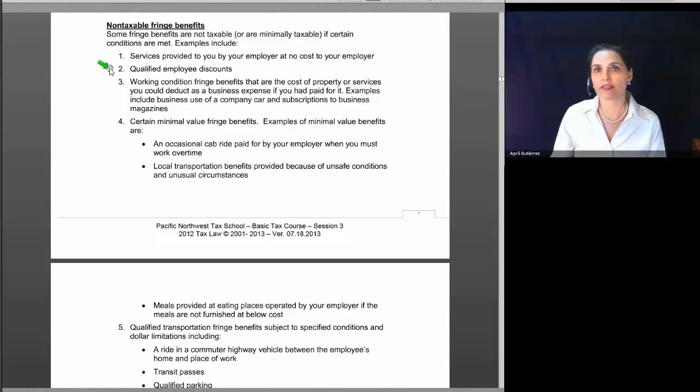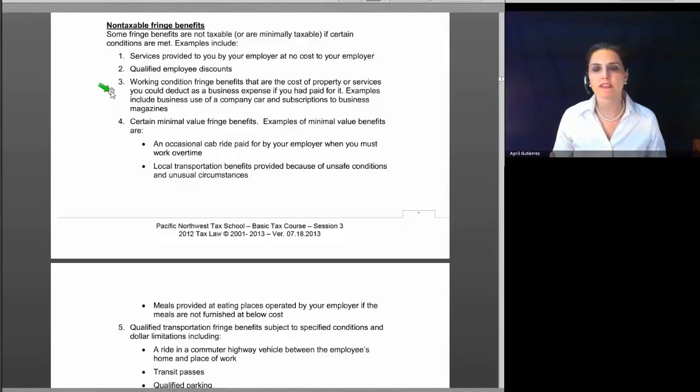Qualified employee discounts. So say if you work for Nike and they let you shop at the Nike employee store and purchase Nike apparel at a big discount, that's allowed as a tax-free fringe benefit. Working condition benefits are the cost of property or services you could deduct as a business expense if you had paid for it. Examples include business use of a company car and subscriptions to business magazines.